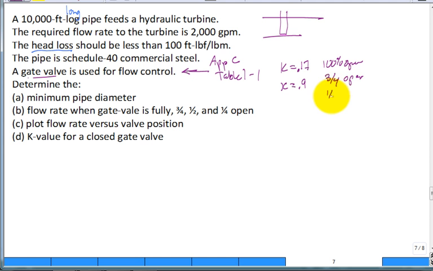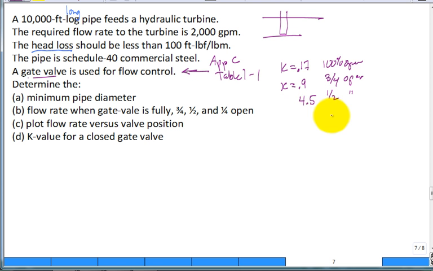Then they have it 1/2 open, and the valve goes to, there's a typo in the book, 4.5. It doesn't go to 45. If you have a book, look for a missing decimal right there, okay?